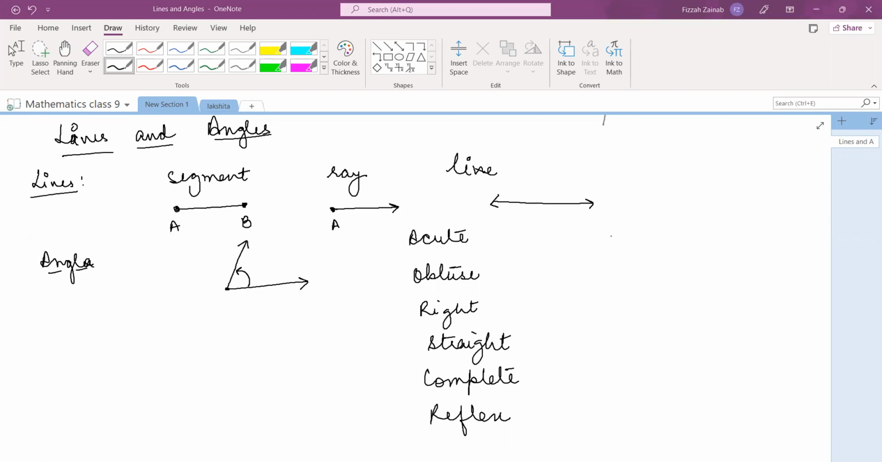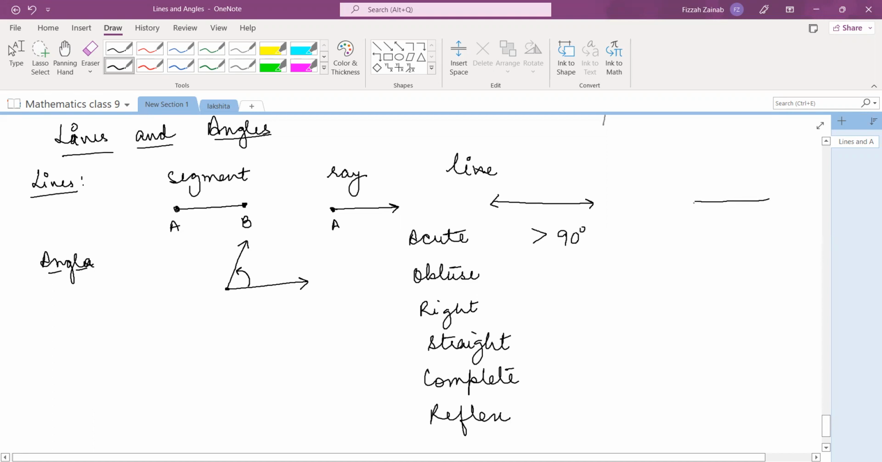So now what is an acute angle, Imad? Is an acute angle less than 90 degrees or greater than 90 degrees? Yes, an acute angle is less than 90 degrees. It is smaller than a 90 degree angle. It looks like this. Then what is an obtuse angle? It is greater than 90 degrees. So it looks like this. This is an obtuse angle. Understood?